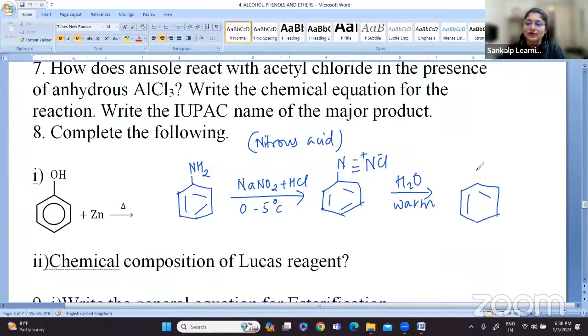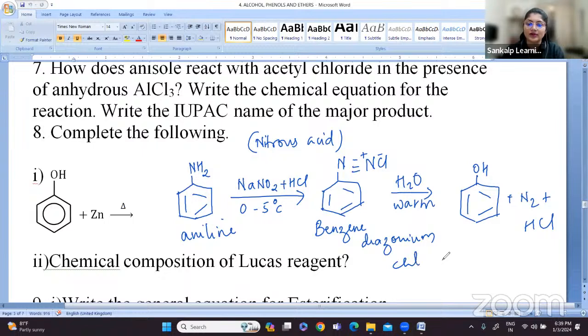You get a phenol. So this is the preparation. Plus N2 plus HCl. So this is aniline. This is a benzene diazonium chloride. Okay, so this is the reaction.